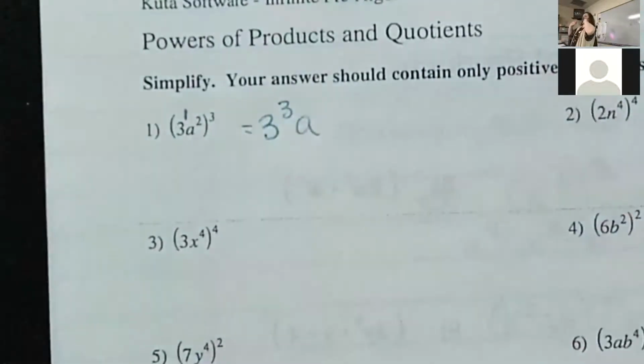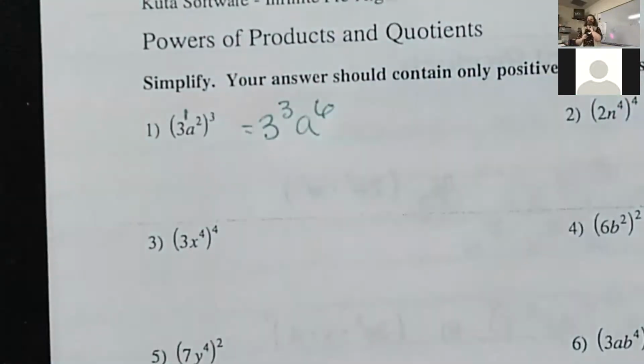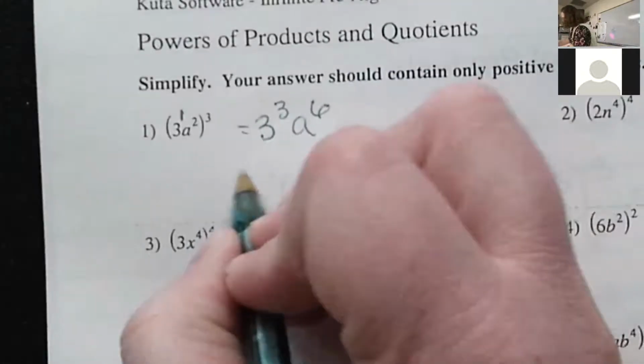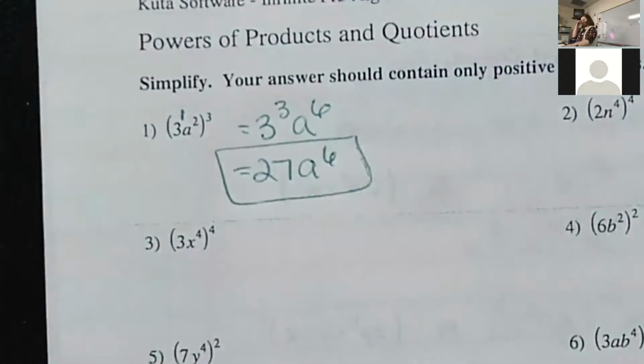A to the what? 6. Do I leave it like that? No, because I can figure out what 3 to the 3rd is. What's 3 times 3 times 3? 27. 27, A to the 6. That's it.